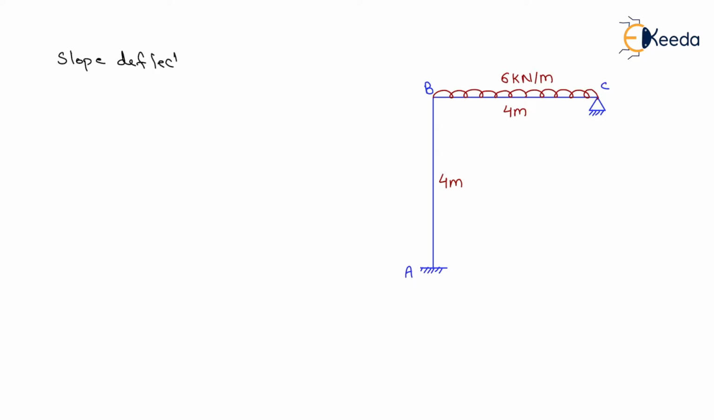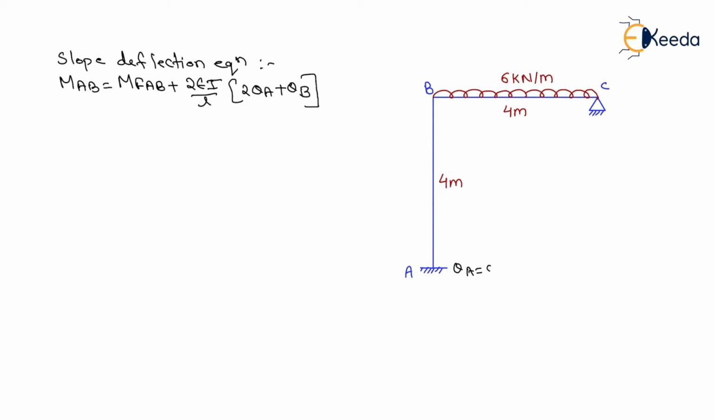Slope deflection equation for MAB will be equal to MFAB, that is fixed end moment of AB, plus 2EI upon L into 2 theta A plus theta B, and delta is 0, so we don't write the delta value. Now theta A is always 0 because of fixed support at A. Due to fixed support, the rotation is 0, so theta A is always 0.